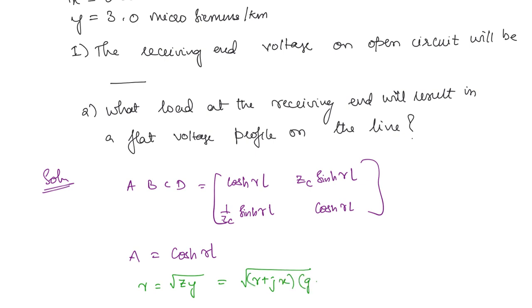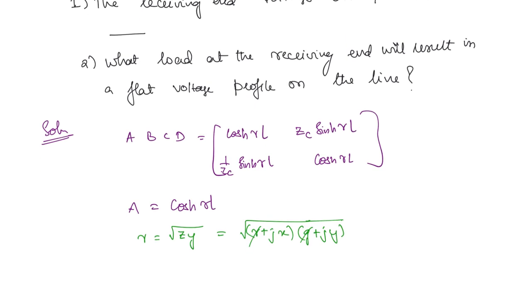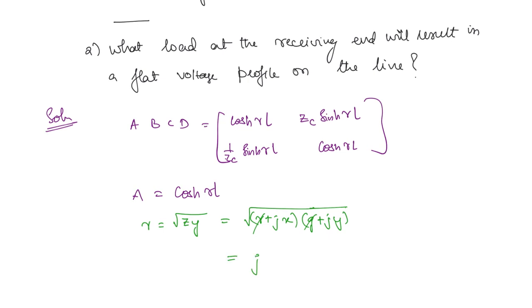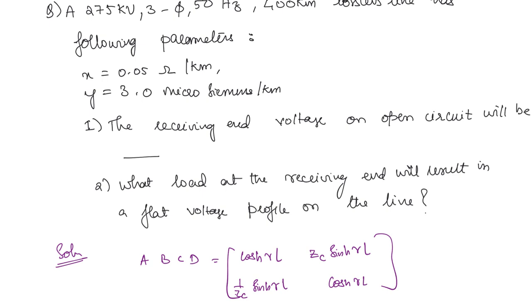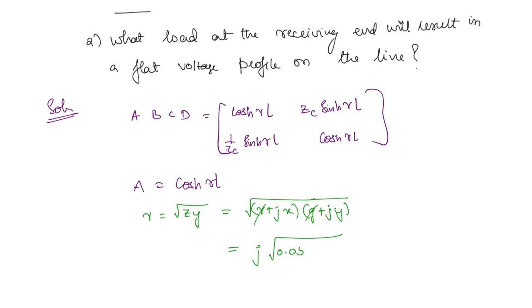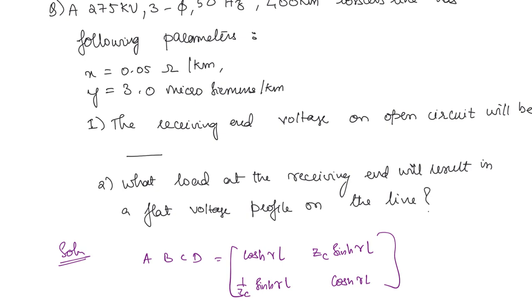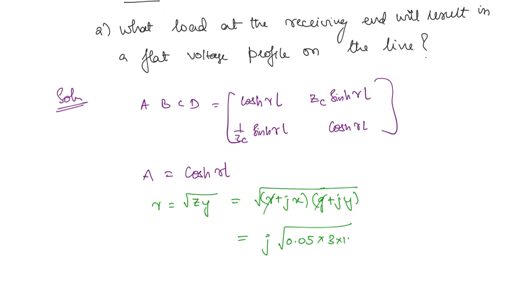into G plus Jy. Okay, so here we know X, we know Y, and it is given that it is a lossless line. So R and G are going to be 0. You are going to get J, you can take out common, into root over X is given as 0.05 and Y is given as 3 microsiemens. So 3 into 10 to the power minus 6. This you will get as J 3.87 into 10 to the power minus 4.